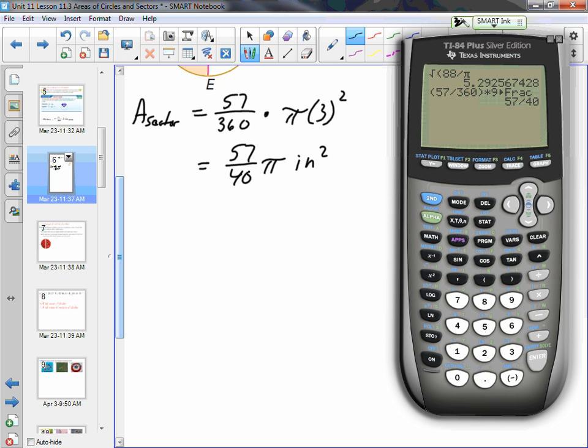Now, your calculator may not work the exact same way mine does, but if you can, try to get a fraction times pi. If you can't, then you can't, but try to. Now, let's give it to them as a decimal like they said. So let's take that 57/40ths times pi. What did they say, nearest tenth? So to the nearest tenth, that'll be 4.5 square inches.